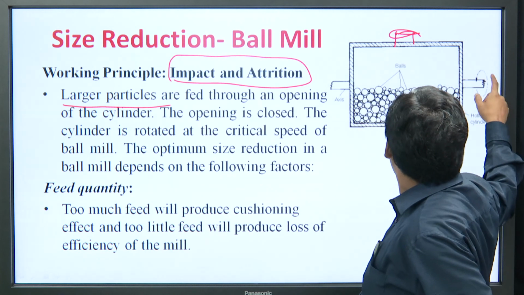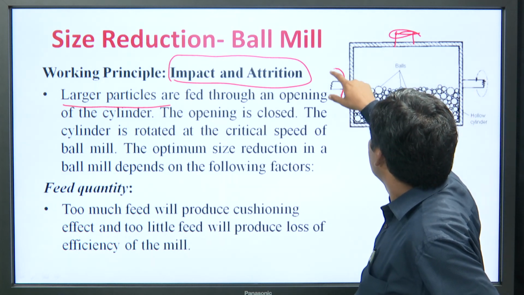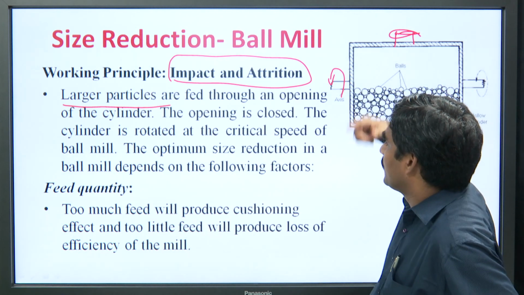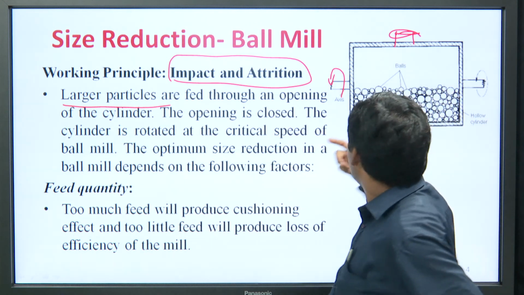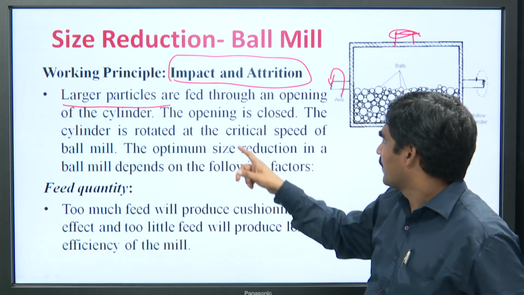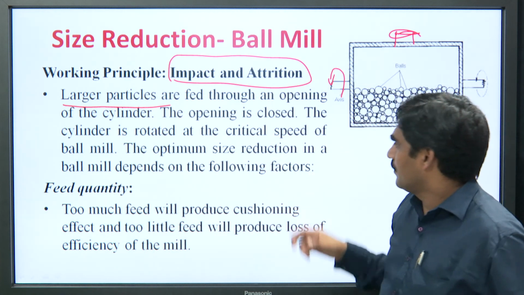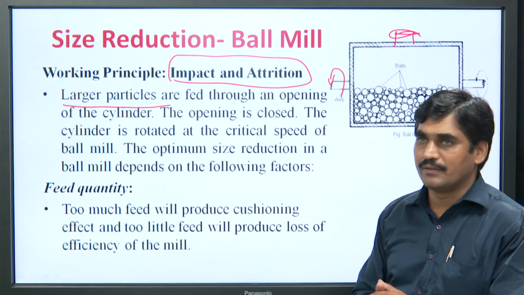Now, this is the axis. So, the cylinder is rotated on the horizontal axis at a critical speed of the ball mill.